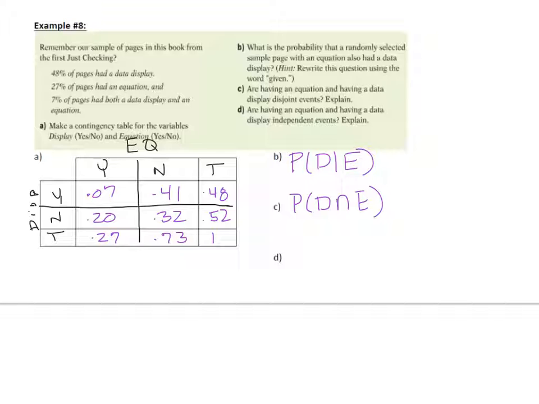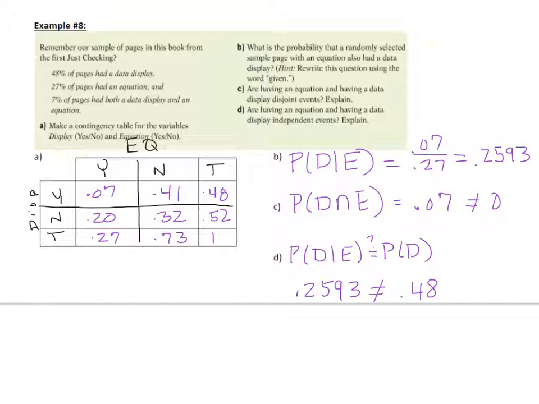And then for the last one, taking your answer from part B, checking that the probability of data given equation is equal to the probability of data. So go ahead and generate some values for B, C, and D, and then check back and make sure you have the right answers. Okay, and hopefully this is what you came up with.